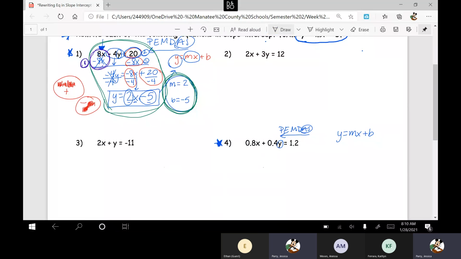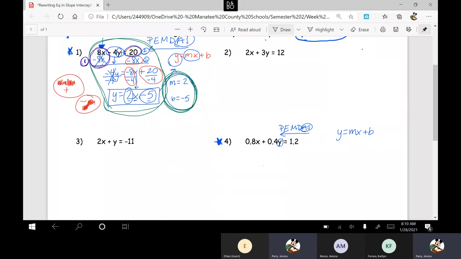So let's go back and double check. Let's again look at number 4. We also need to add or subtract the term with the x. So what are we going to do for our first step? Go ahead and type your answers again really quickly. What are we going to do for our first step? I see Anessa changed your answer. Okay.